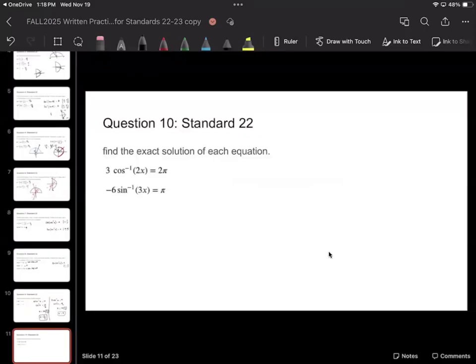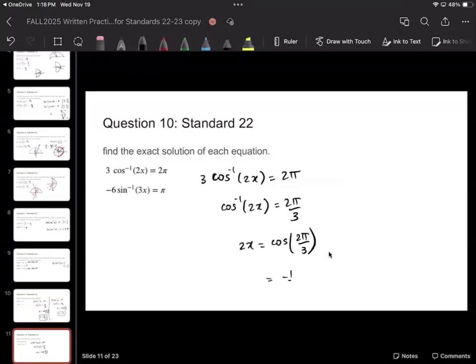Now, 3 cosine inverse of 2x is 2 pi. Divide by 3 on both sides. You have 2 pi over 3. 2x is cosine 2 pi over 3. What is cosine 2 pi over 3? Second quadrant cosine is negative, so it is negative 1/2. So if 2x is negative 1/2, x will be negative 1/4, and that is your answer.